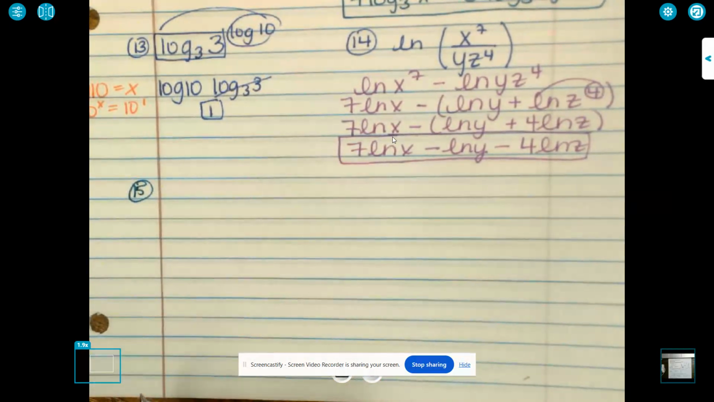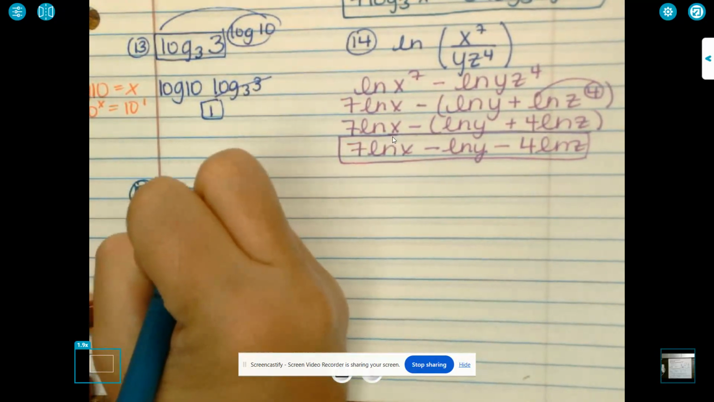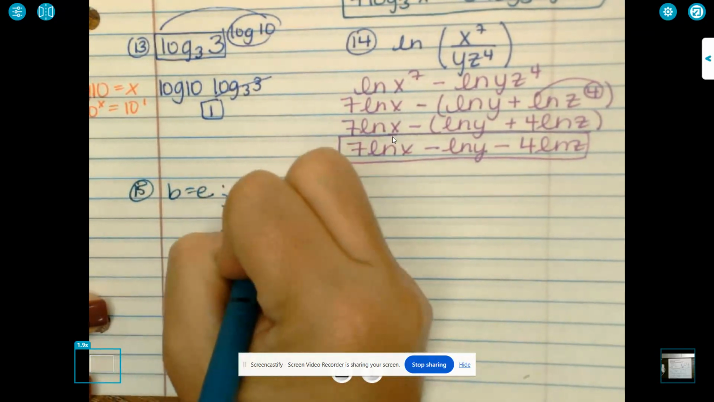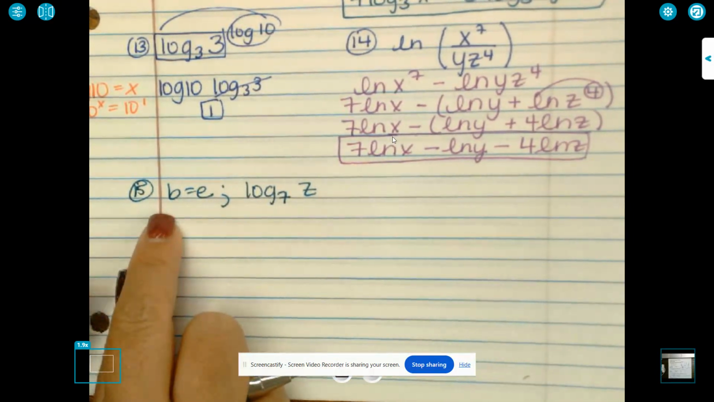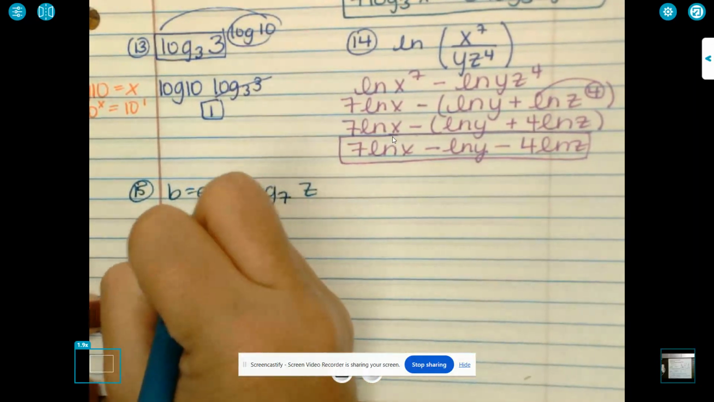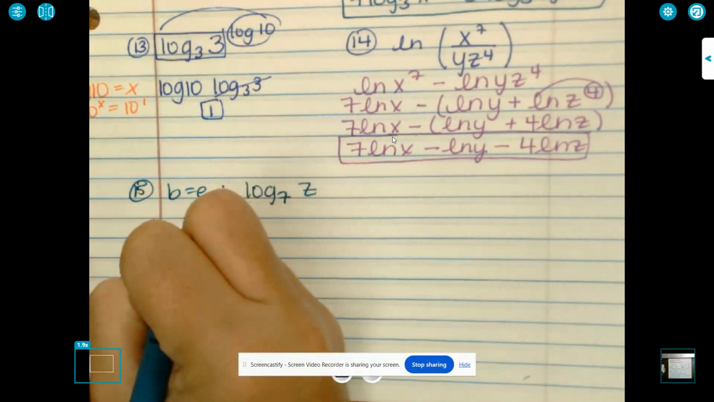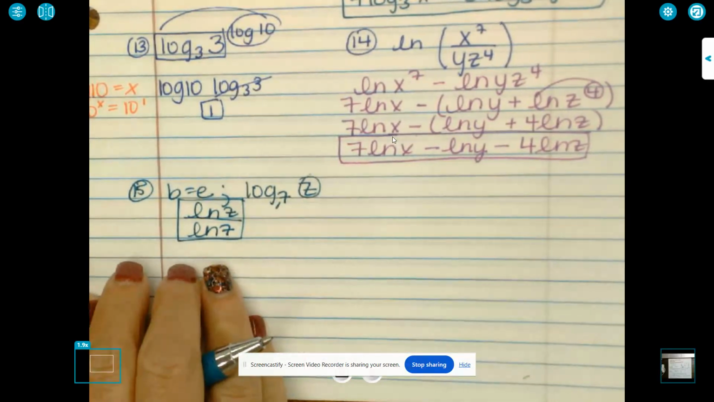All right, number 15. Okay, 15 is another change of base problem. So our base here they want is e, and they gave us log 7 of z. So base e, you just need to be reminded, is not a log base e, it's a natural log. So that's just going to be ln z over ln 7. Big over base.